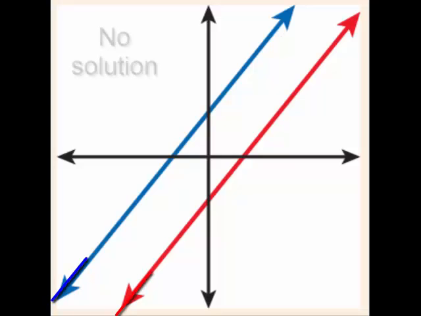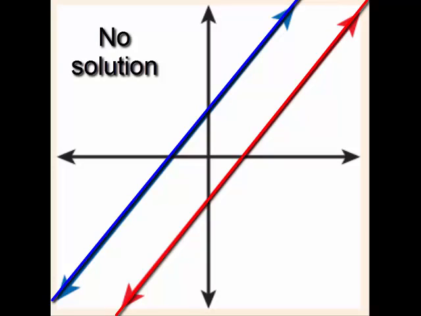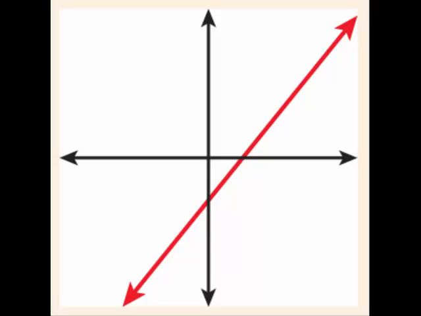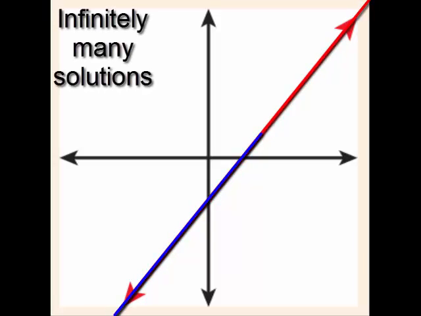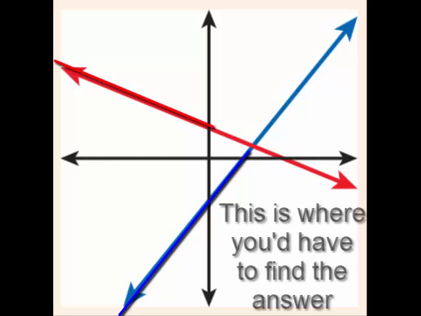So for systems of 2 equations, you have 3 choices. There's either no solution, meaning the lines are parallel. There's infinitely many solutions, meaning the lines overlap each other completely. Or there's exactly 1 solution, meaning the 2 lines cross at one point.